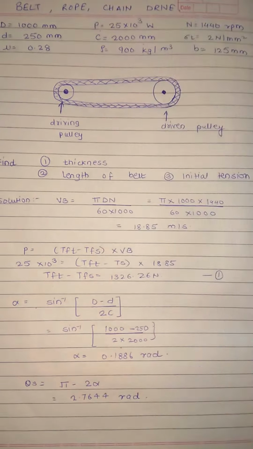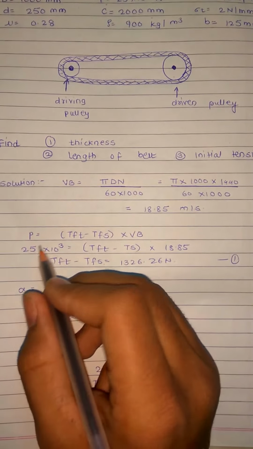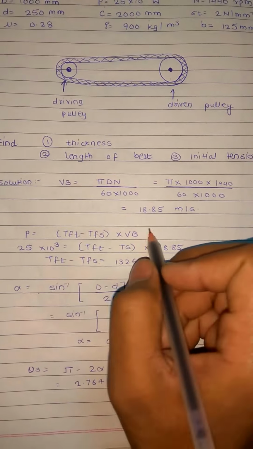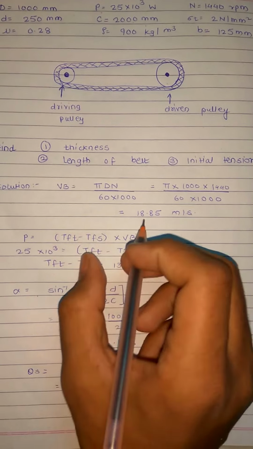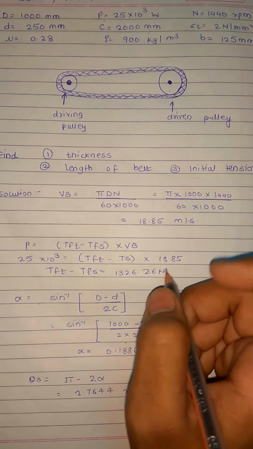Next, we all know what is power. Power is force into velocity. So force can be of any type, that is it may be in tension or any other force. Here we consider tension because we are considering belt. So TFT will be the tension on the tight side, TFS will be the tension on the slack side, and VB will be the velocity of the belt. Power is given, velocity of belt is given. We can find out the unknown value TFT minus TFS. So we will be getting TFT minus TFS as 1326.26 Newton.